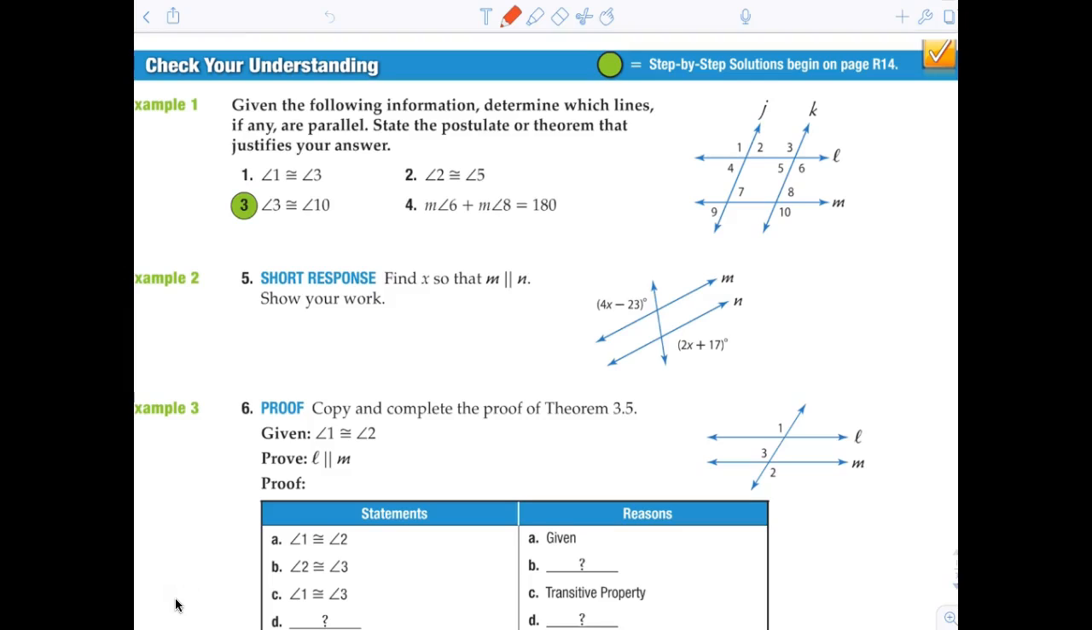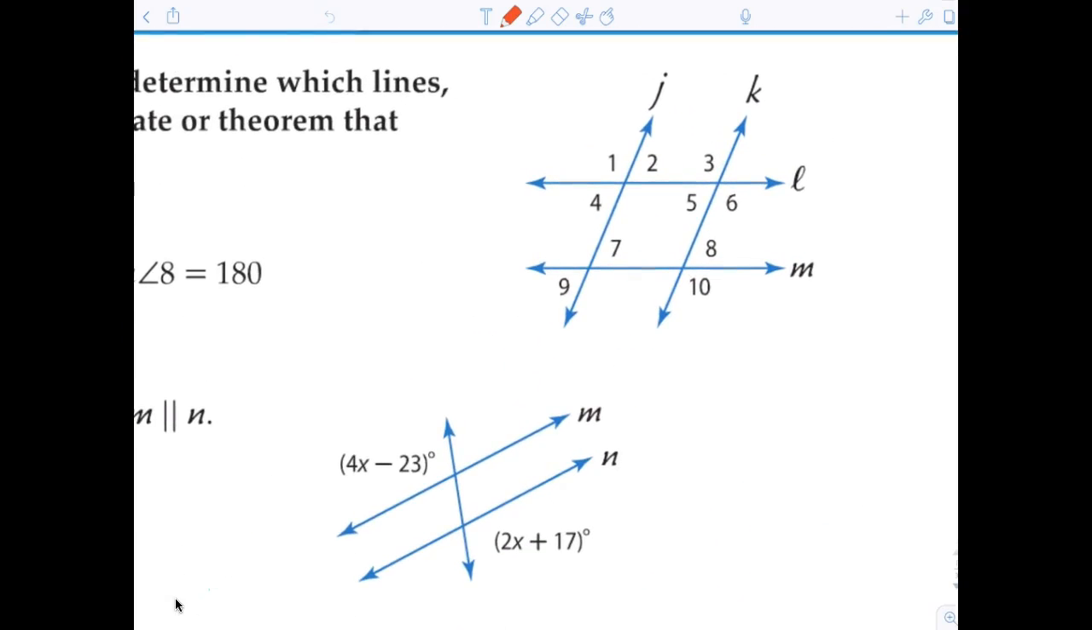So we're going to look real quick at questions 1, 2, 3, and 4. If we're looking at question number 1, if angle 1 is congruent to angle 3, I want to look at my figure. Angle 1 and angle 3. First of all, tell me what their relationship is. They are considered corresponding, because they're on the left side and they're on top of the transversal.